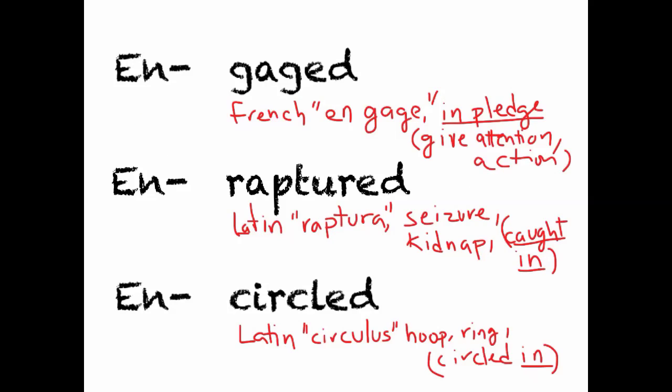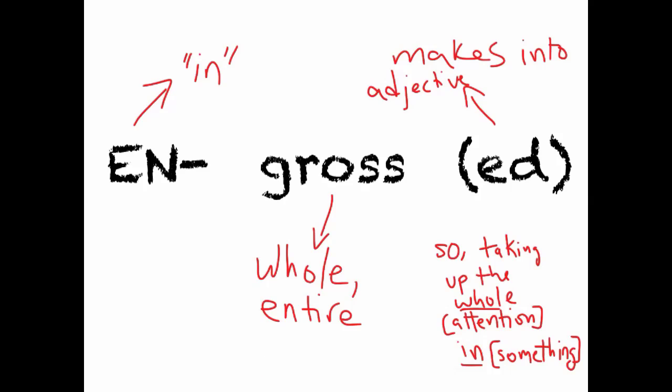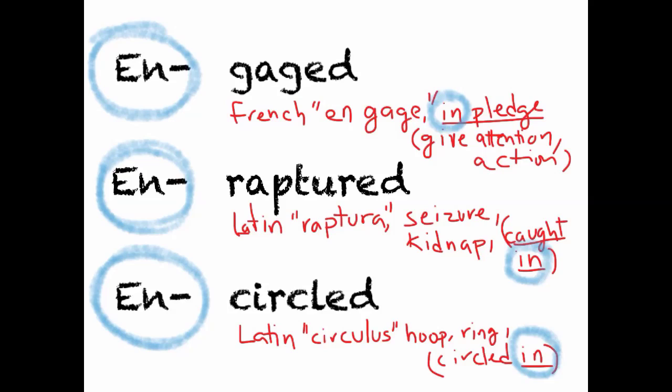En is a common prefix though, so you can hear it in words like engaged, enraptured, and encircled. En means in, so whatever kind of talking it is, they're into or caught up into it. This leads me to using your knowledge of prefixes, suffixes, and roots to try to figure out part of the meaning.